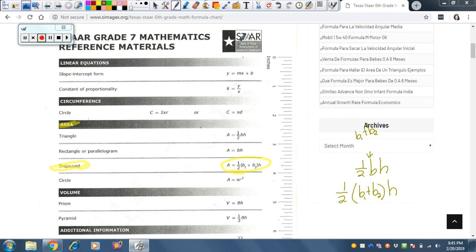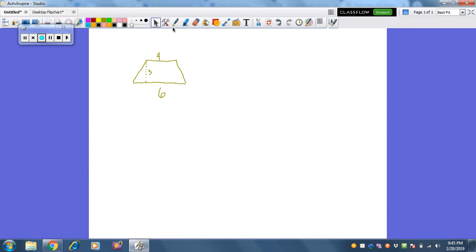It's exactly the same. The only thing that's different is this. You just add the two bases together. So let's look at that. Two bases. This is a base and this is a base. In a trapezoid, your bases are the two parallel lines that are across from each other. So your formula, A equals 1/2 base 1 plus base 2 times height.